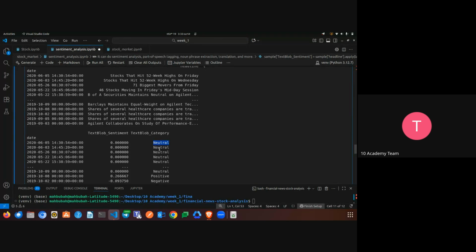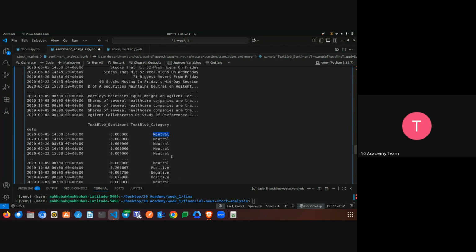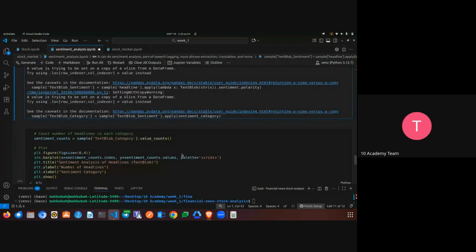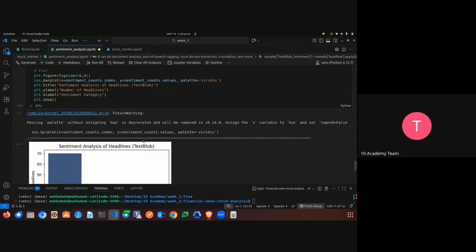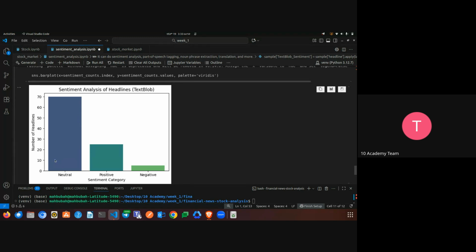So numbers are useful, but humans understand words. So I converted the polarity scores into positive, neutral, and negative for easy interpretation. Now you have the headlines labeled as positive, negative, and neutral. We can easily count or plot these categories to see the sentiment distribution. So the next thing I did was to plot the figure. Here you can see our figure. Out of my 100 data rows, 70 of them are neutral, around 25 are positive, and I think 5 of them are negative. So this is the sentiment analysis of our data.